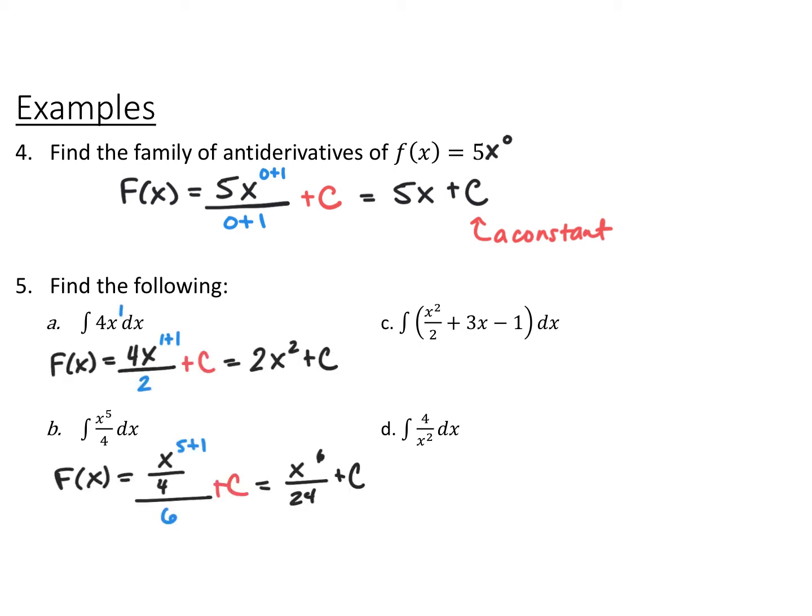So for A, you want to take the integral of 4x dx. Well, that means x has a power of 1. So I'm going to increase my power by 1. And so my new power is 2. And I'm going to divide by my new power plus c. So I end up with 4x squared over 2 plus c, or 2x squared plus c, where c is a constant. For B, same thing. I'm going to increase my power by 1. So my power becomes 5 plus 1 is 6. And I'm going to divide by my new power plus my constant c. So x to the 6th over 24 plus c is the integral of my original function.